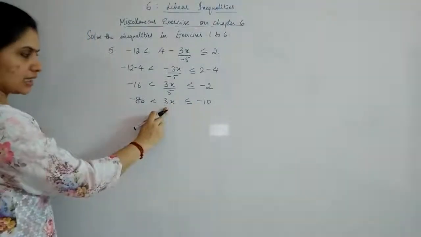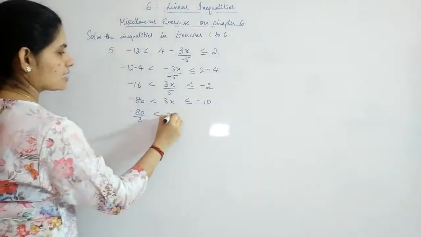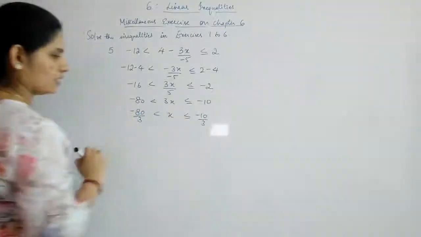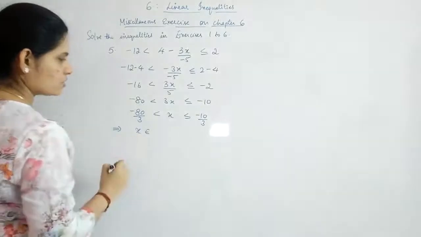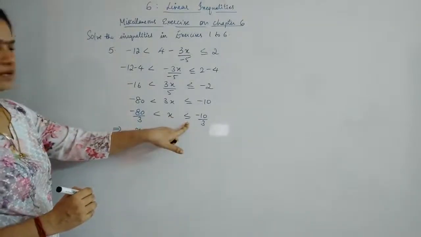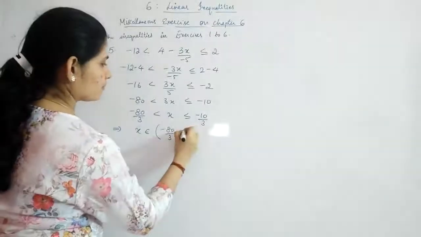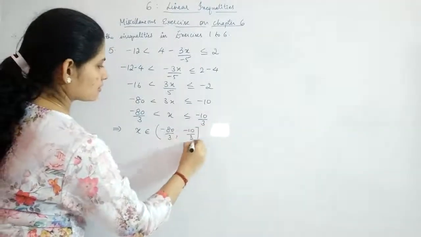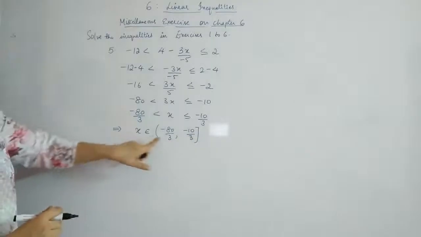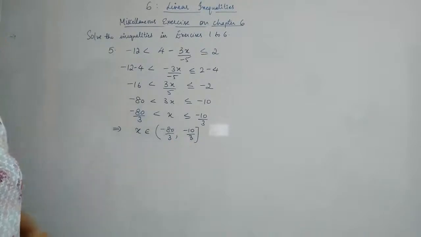Now remove this 3. So you'll get minus 80 by 3. You are dividing throughout by 3: minus 80 by 3 less than x less than or equal to minus 10 by 3. So how can you represent this in interval form? You'll get x belongs to, here it is less than, here it is less than or equal to. So here open, minus 80 by 3 and minus 10 by 3 will have closed brackets. The meaning is x can take any value in between minus 80 by 3 and minus 10 by 3, and it can also have minus 10 by 3 as the value but not minus 80 by 3. Okay.